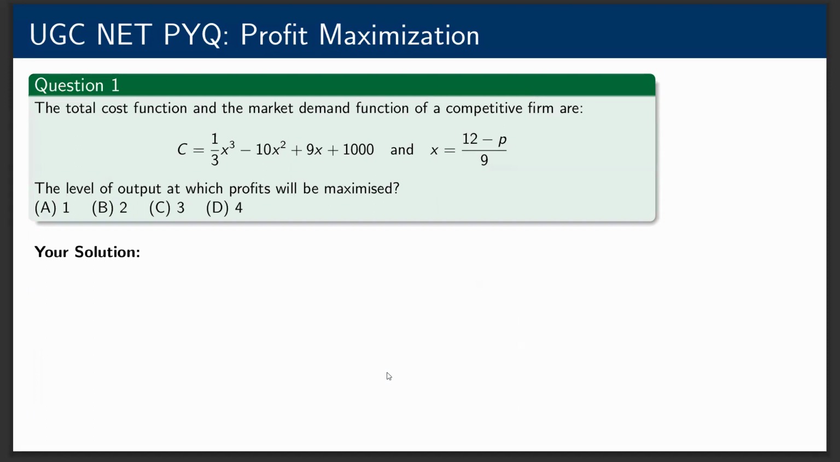Like this is the total cost function. Given the total cost function and the market demand function of a competitive firm. Clear? See the total cost function, and this x as a function of P is my demand function. So the answer: the level of output at which profit will be maximized. For maximization of profit, to find profit, let me do it here.